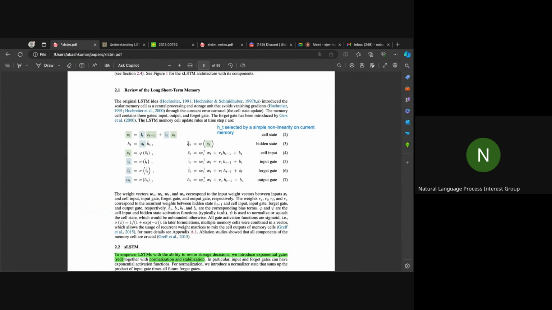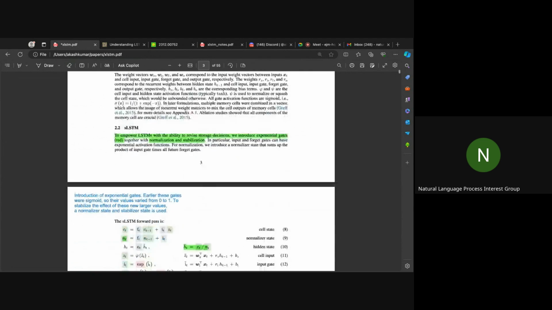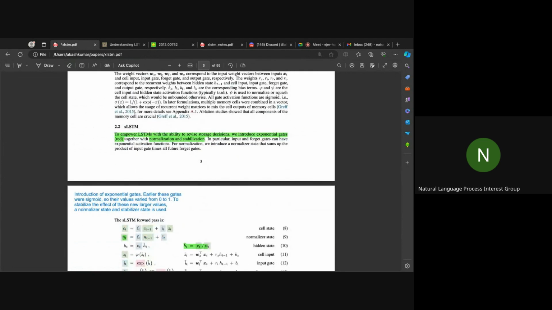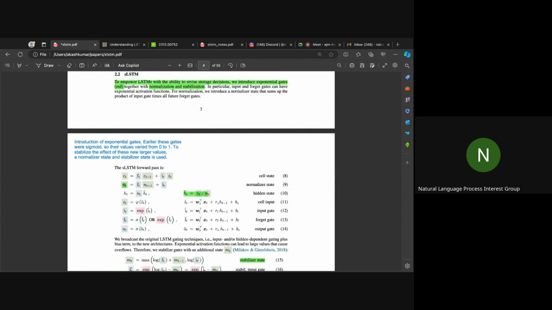so this vector is calculated by applying a non-linearity on the cell state, and it is later multiplied by the output gate to get the hidden state of the LSTM at that particular time step. So now let's talk about xLSTM. To empower LSTMs with the ability to revise storage decisions, the authors introduce exponential gating and normalization and stabilization. So let's talk about these improvements one by one.